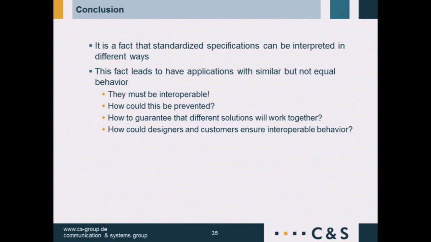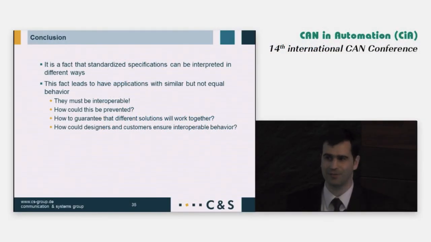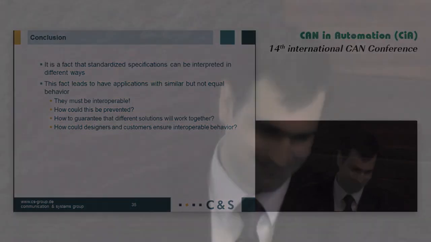Now, as a conclusion, it is a fact that standardized specifications can be interpreted in different ways. That will lead to applications with similar but not equal behavior. Then how to prevent this situation? They must actually be interoperable. That is, I think, one of the main goals here. And I guess at this point you may already know the answer. Of course, conformance testing is the answer.